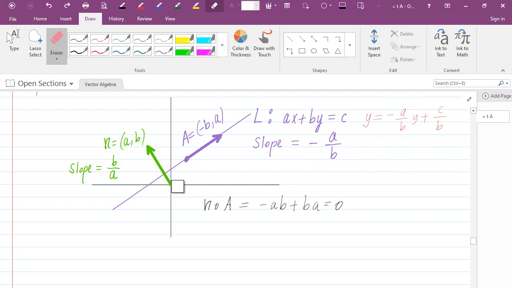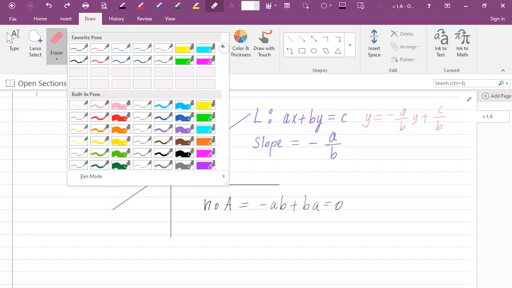Now, let's say the vector n with components a, b is given by this green vector. Then what's the slope of this green vector? Well, the green vector passes through the origin here. I'm drawing the vector n.